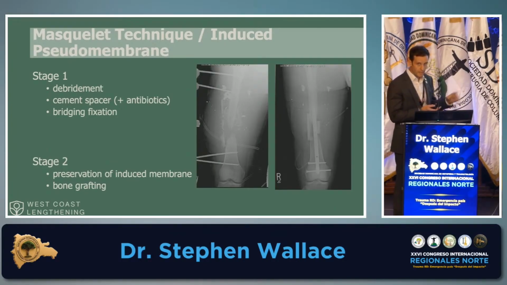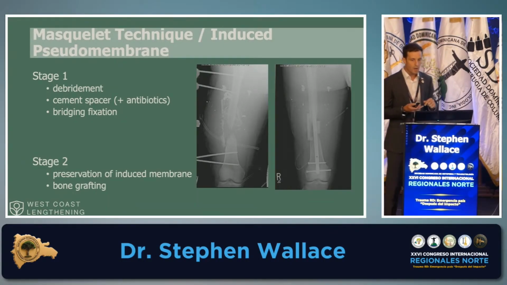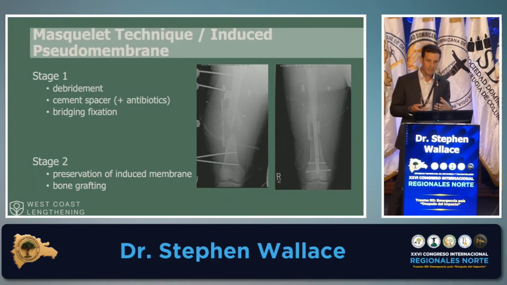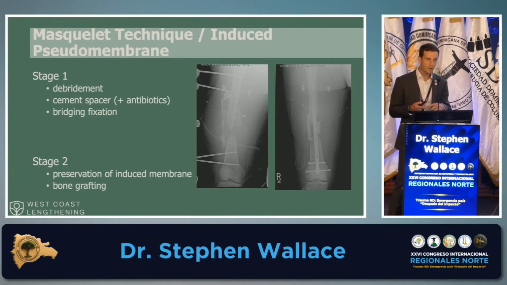So just to review Masquelet, it's typically a 2-stage procedure. The first is debridement. You get rid of all the bad bone, and you put a cement spacer with antibiotics to create this pseudomembrane around. And then stage 2, typically 6 to 8 weeks later, you go back in and bone graft, depending on the size, cancellous allograft, autograft, and sometimes antibiotics as well.